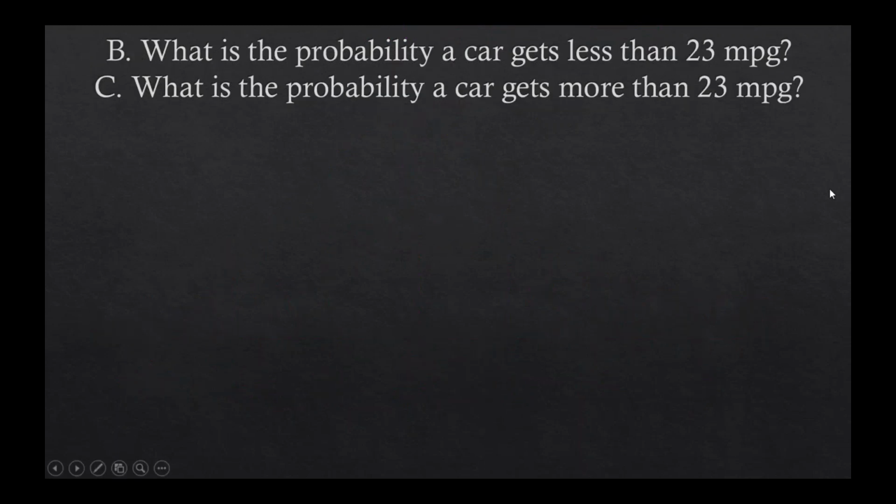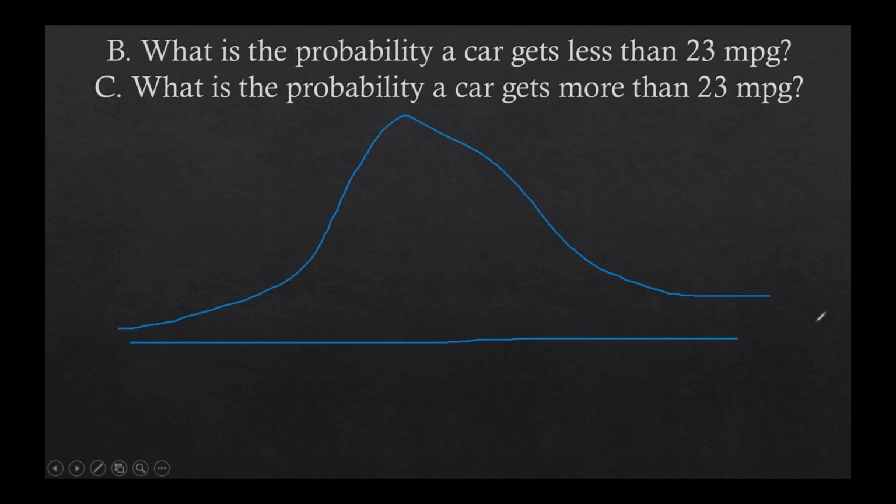Okay, so now we're going to talk about getting less or more than 23. Recall that 23 was over here, right? This is what I mean by abbreviate. Screenshot, brilliant. That's a very good idea, actually. Okay, so 23 is somewhere over here. For part B, we're going to answer that first in yellow. It says probability a car gets less than 23. I never thought about screenshotting.